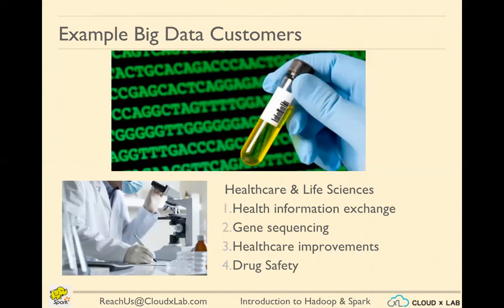The third problem is healthcare improvement. So if we are trying to do A/B testing, or if we are trying to observe all kinds of environments which are causing the healthcare problems, then it's going to be a big data problem. Then the drug safety. The drug safety is again kind of A/B testing on a large scale. So drug safety is again a big data problem. So this is about the big data problem.